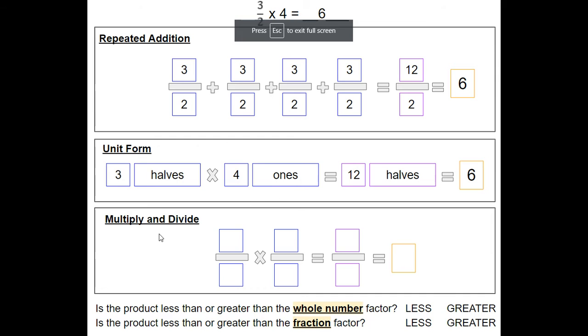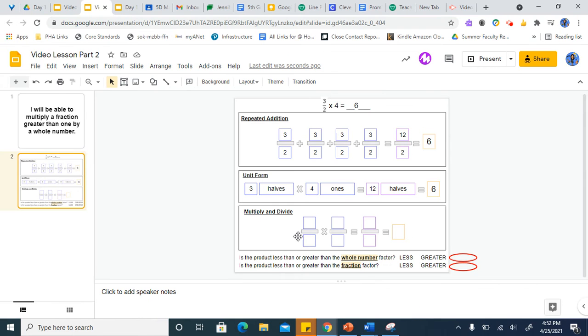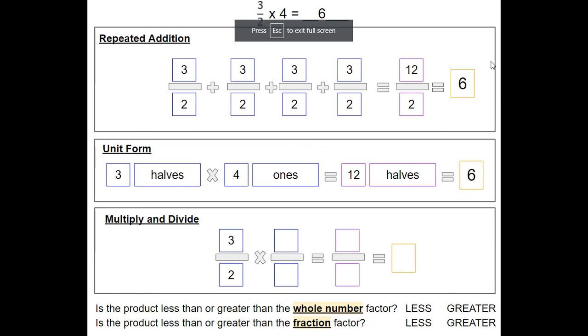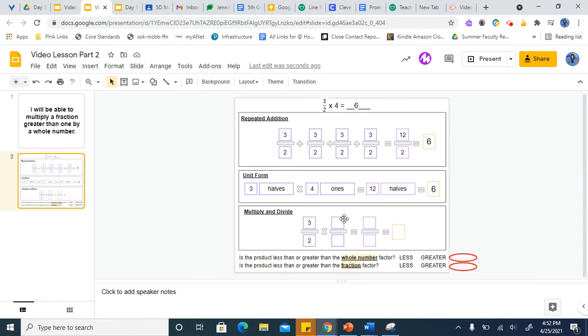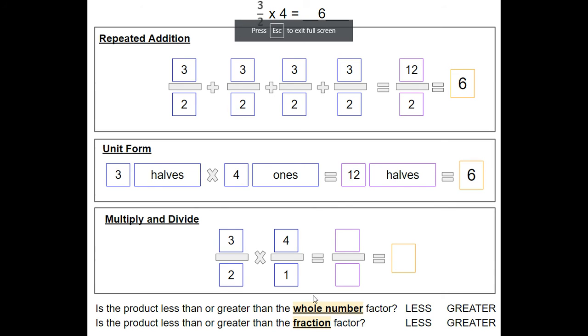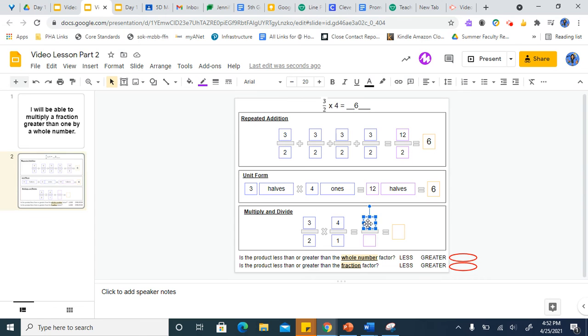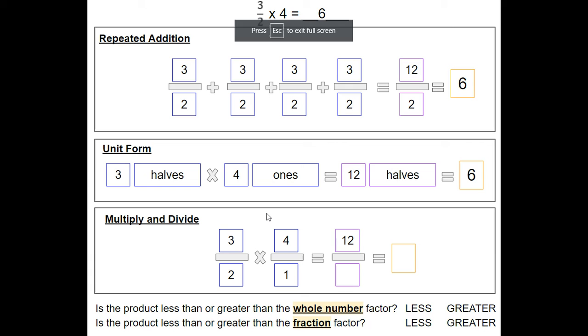Now let's try multiplication and division to answer this question. 3 halves times 4. Well, what we can do is write both of these factors as a fraction. 3 halves is already a fraction, so we're going to keep it as is. 4 can be rewritten as 4 over 1. Now, when we multiply fractions, we just multiply across. 3 times 4 is 12, and 2 times 1 is 2.